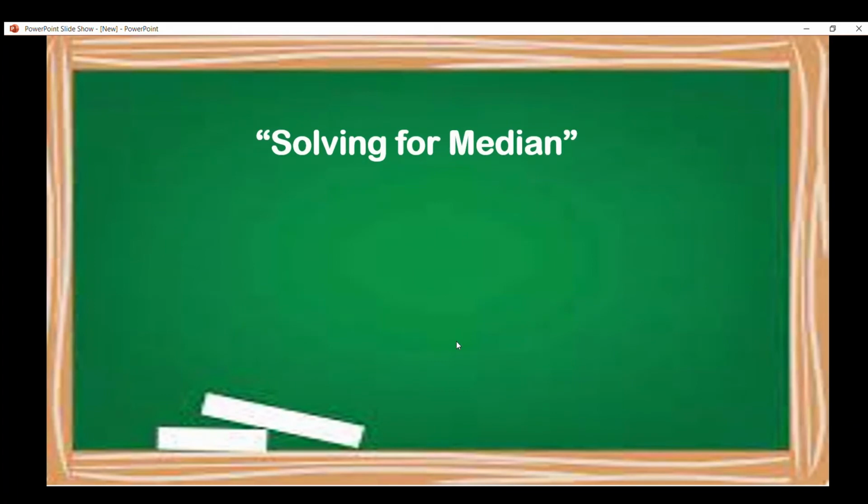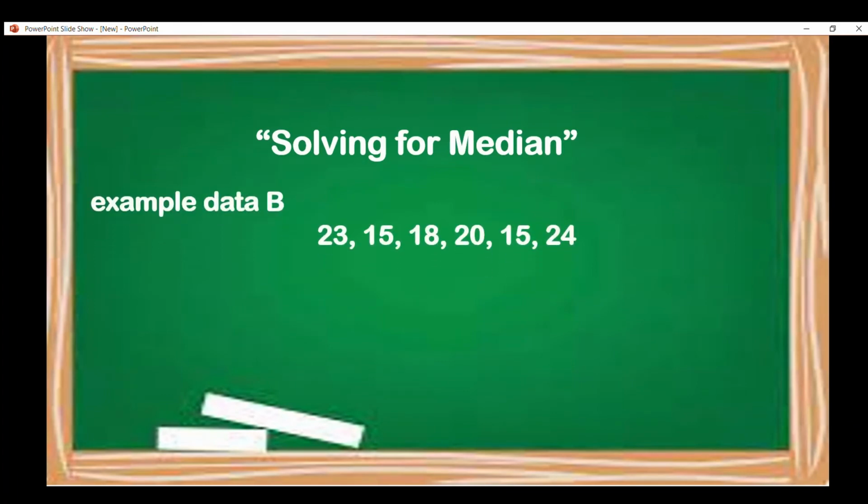What about if we solve for median and the data is even? Okay, the data is even, so there are 6 here, there are 6 scores, so therefore it's even. How do we get the median?